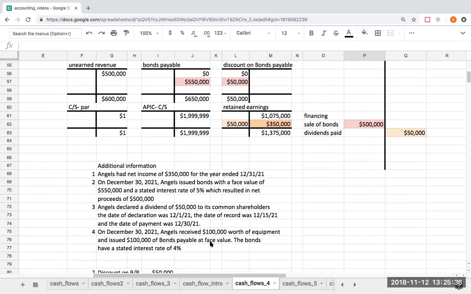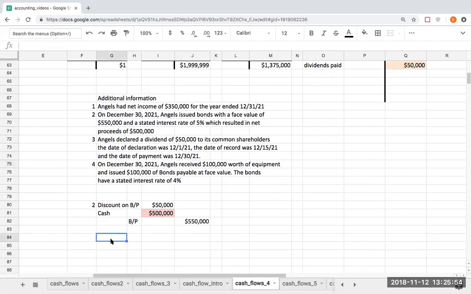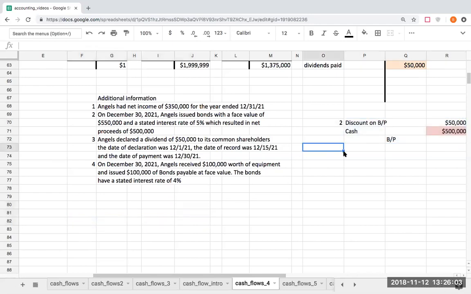There we go. Number 4, Angels received $100,000 worth of equipment and issued $100,000 of bonds payable at face value. The bonds have a stated interest rate of 4%. Okay, this is what we call a non-cash transaction. And the reason why it's a non-cash transaction is because Angels here is receiving equipment and then issuing a bond.